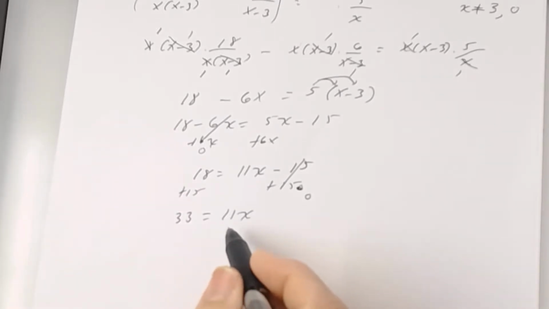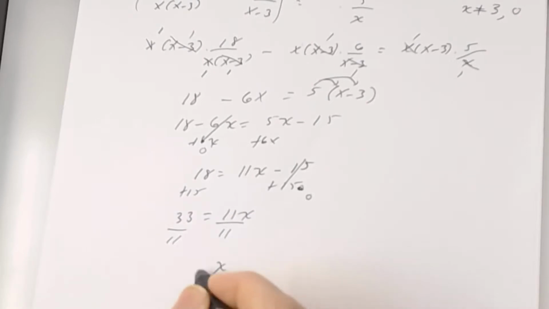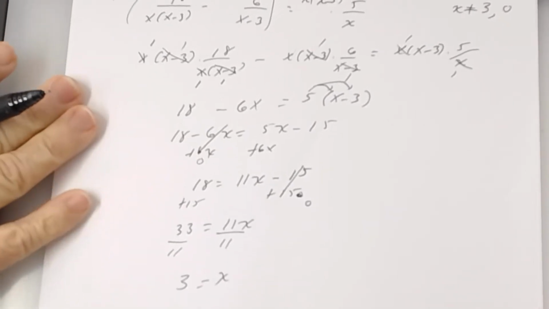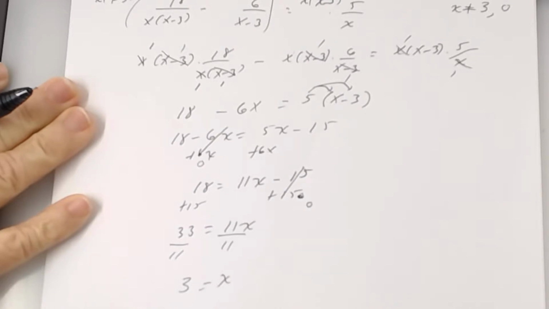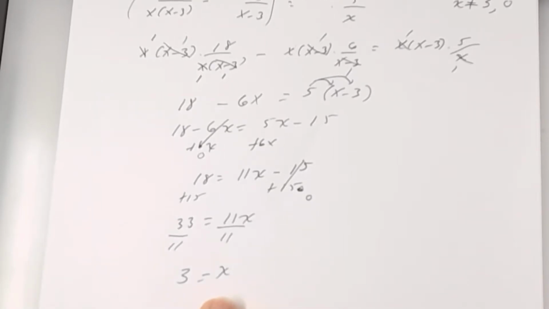How to get x by itself? Divide both sides by 11. And so I get x to be what? 3. All right, so I get x to be 3. Now notice quite a few steps. Okay, so is that my solution? No, it's not. That's not a solution. We're going to call this right now a proposed solution.